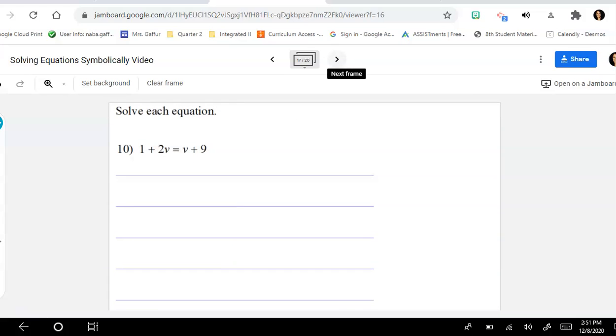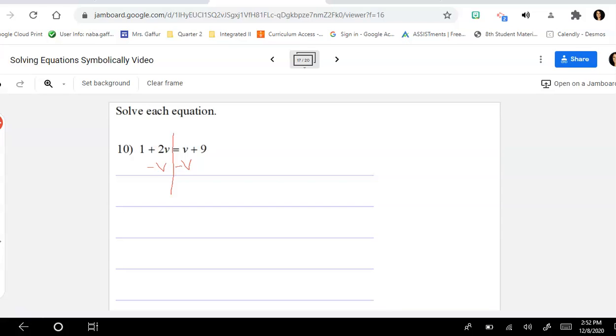The next equation is 1 plus 2v equals v plus 9. Again, if I look at my two sides of the equal sign, I have a left side and a right side. I have a v on the left and a v on the right, and I only want a v on one side. It doesn't matter which v you get rid of. I'm going to get rid of just the regular v. Remember, if I have a violin and I take away a violin, my violins are gone. And I'm going to take away a violin from that side.